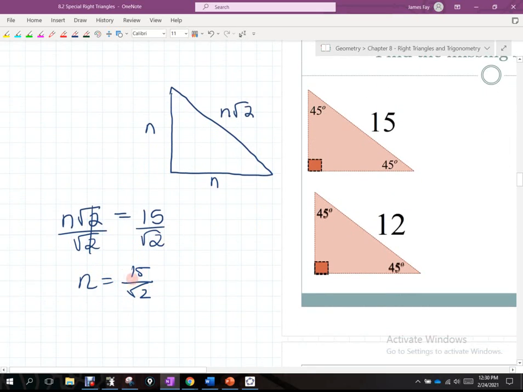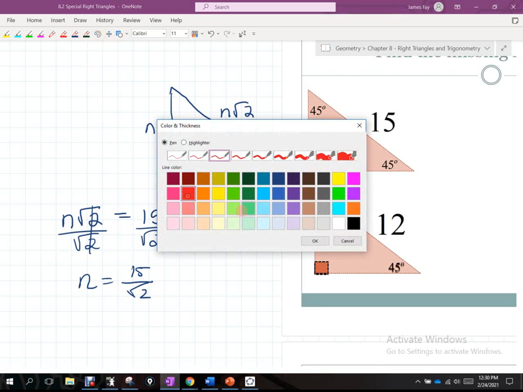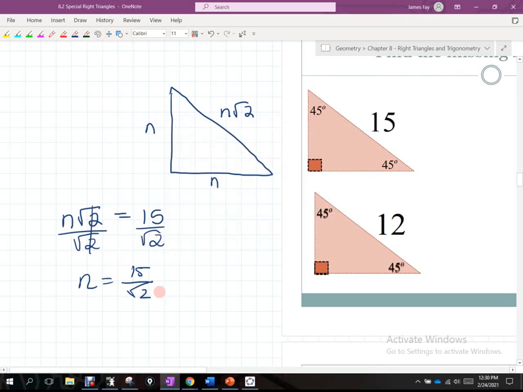Now, do I like radical 2 in the bottom here? You guys remember that? We talked about rationalizing denominators. We don't like irrational numbers down here. Okay, so what we're going to do is grab that radical and multiply the top and the bottom by it.